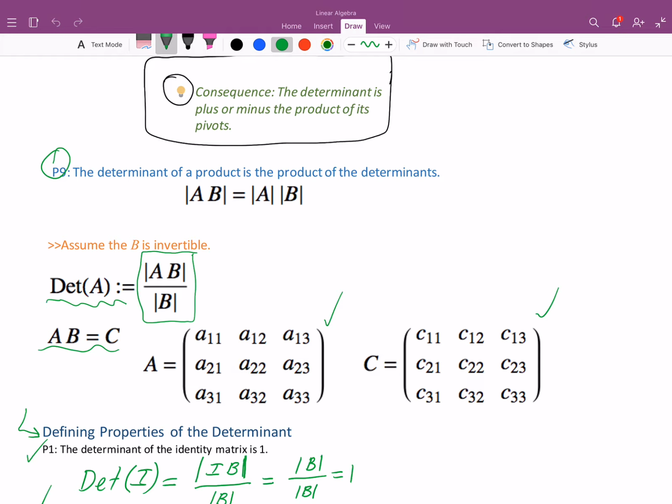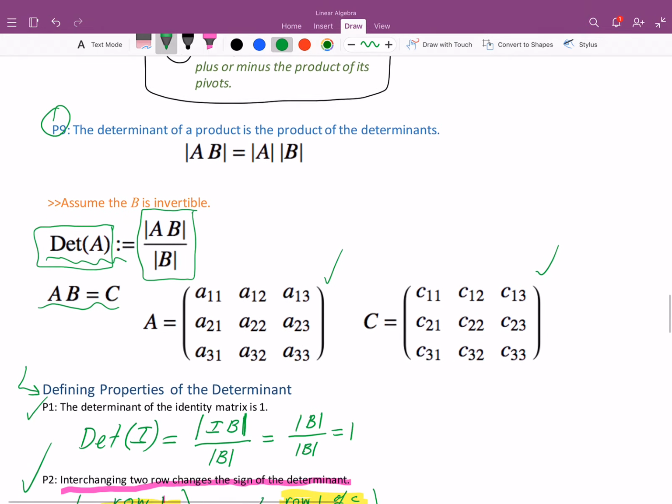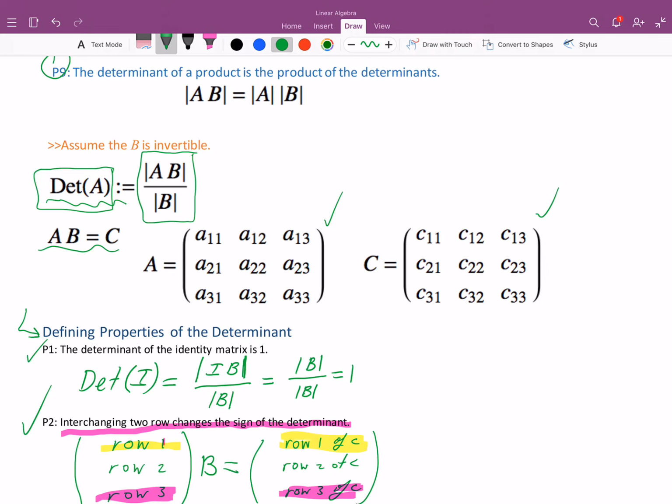Okay, because then we can multiply both sides by b. And so we're trying to basically show that this is a determinant function, and it's the determinant function. So to do that, we showed that it satisfies the first two defining properties: the determinant of the identity is 1, and interchanging two rows changes the sign of the determinant.